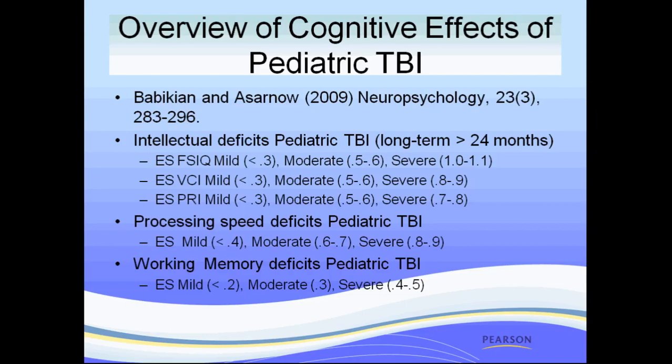You see here with working memory deficits, the effect sizes are a little bit smaller. In fact, very small for mild injuries, still a very small effect size for moderate, and very small to moderate effects for even severe injuries. So at a 0.4 or 0.5 effect size, if you're looking at a Wechsler scale, you're looking at maybe 6 or 7 points lower than they were previously.